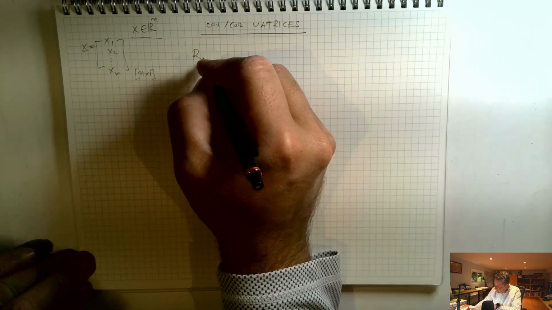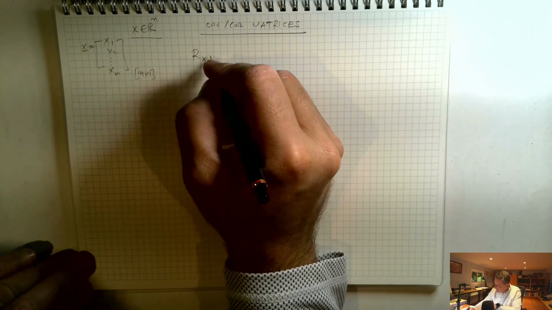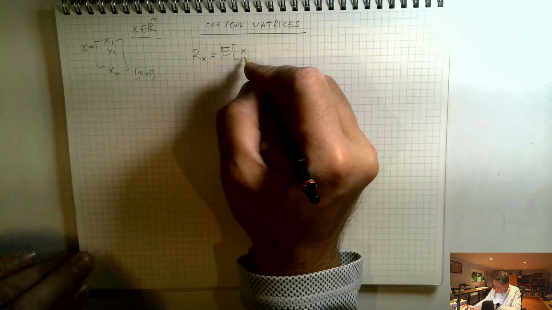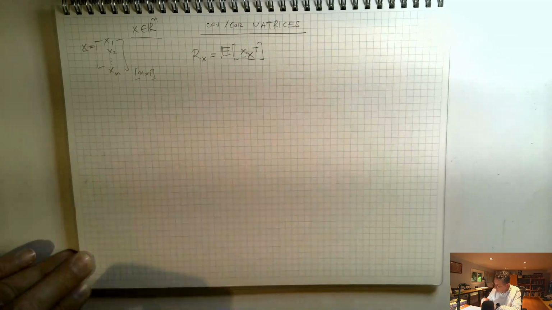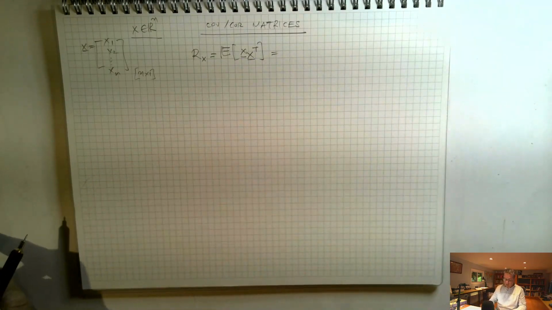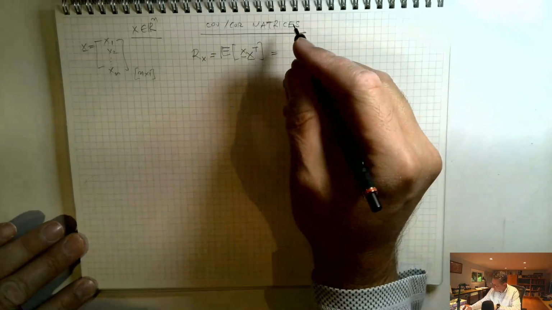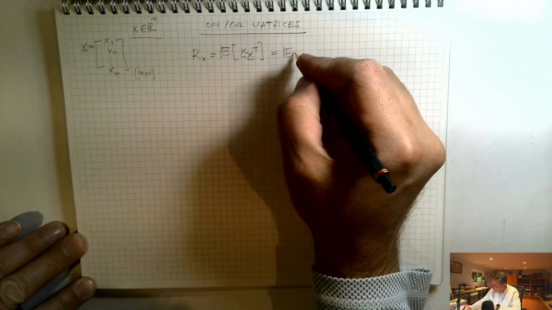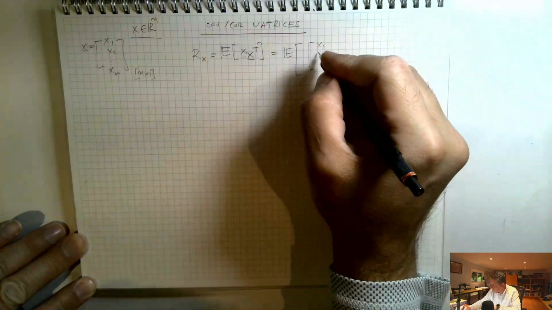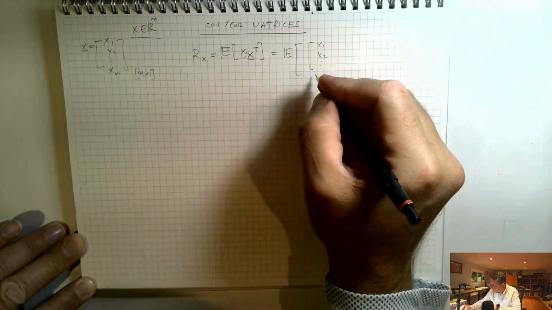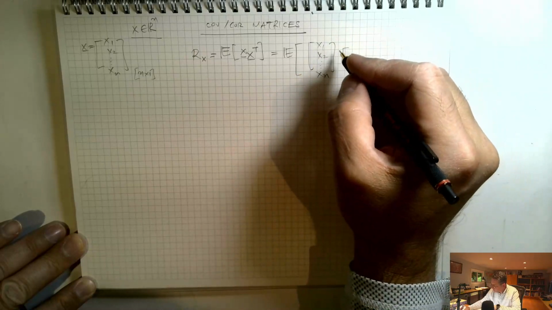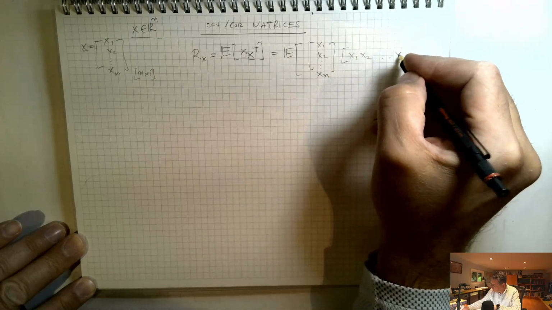So we can form the correlation matrix. Let me symbolize it as Rx, as the expectation of the product of x and x transpose. If I expand it, I have the expectation of the column vector x1, x2, ..., xn, times its transpose, which is now a row vector: x1, x2, ..., xn.